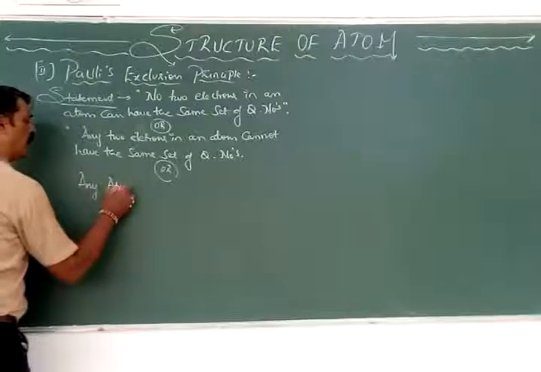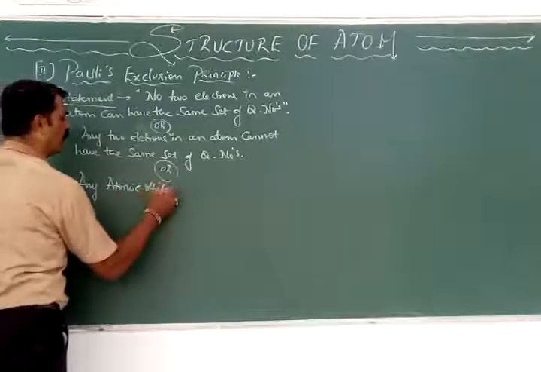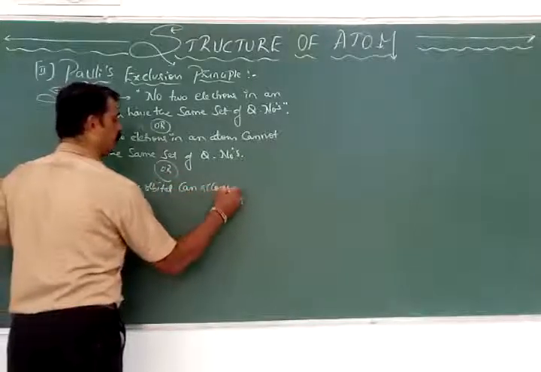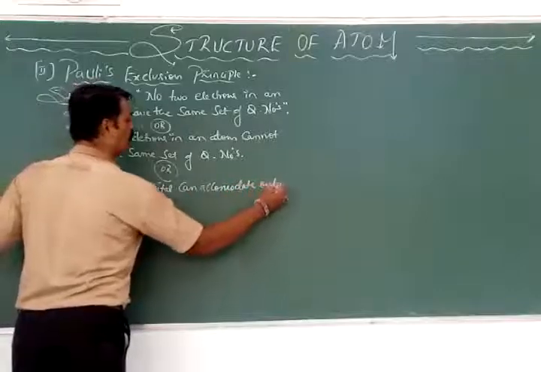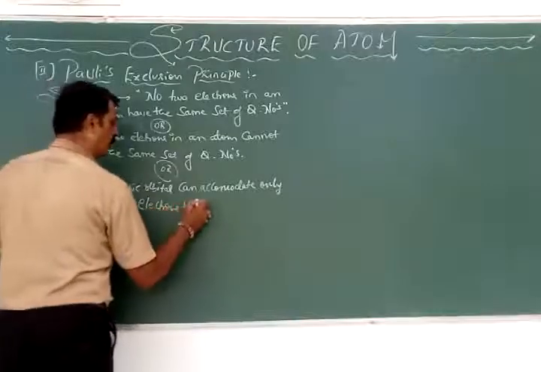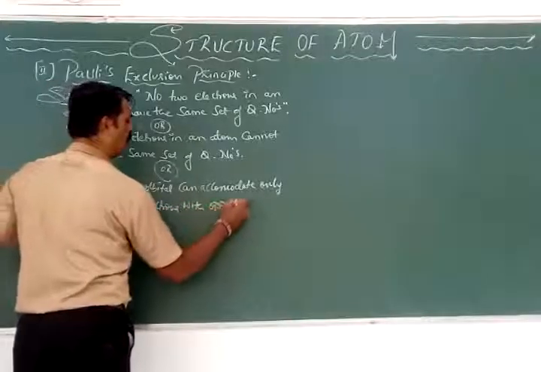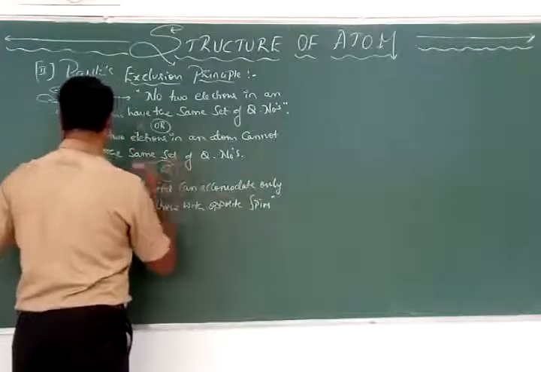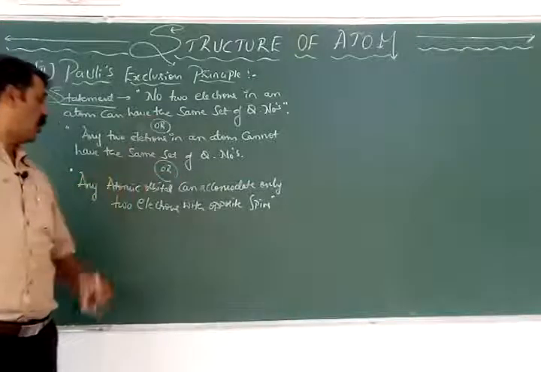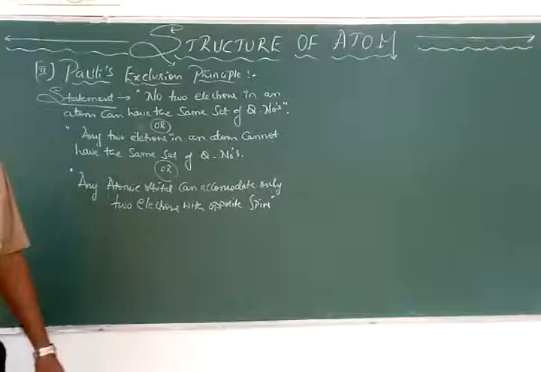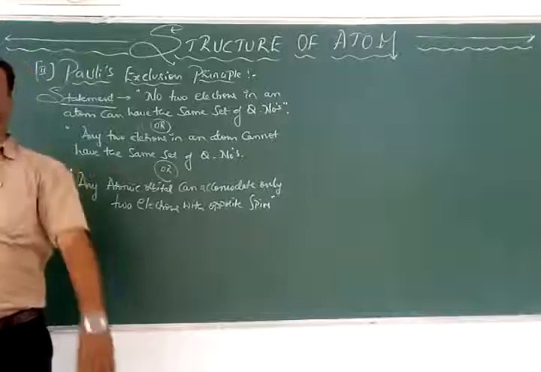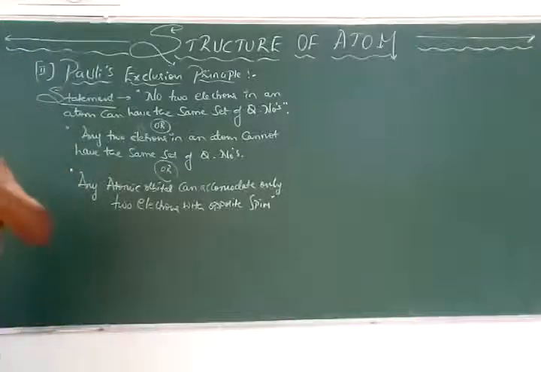any AO, an atomic orbital, can accommodate only 2 electrons with always opposite spins. Any atomic orbital can accommodate only the 2 electrons with opposite spins. This means if one is moving clockwise, then the other must compulsorily move anti-clockwise. That is, we should have opposite spins.